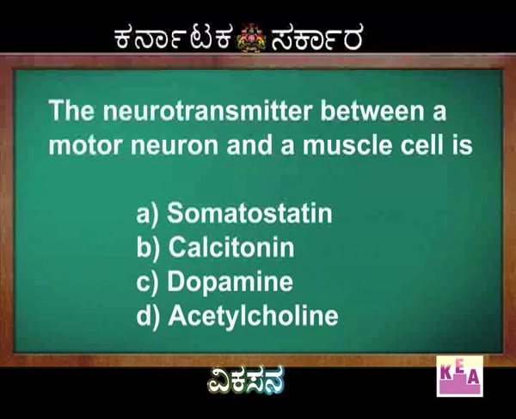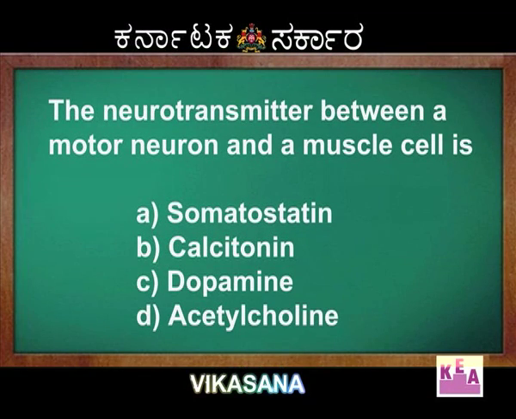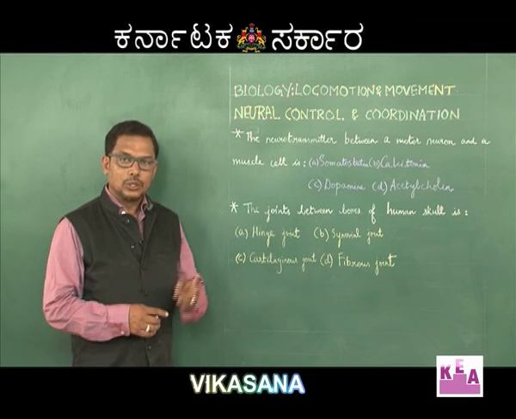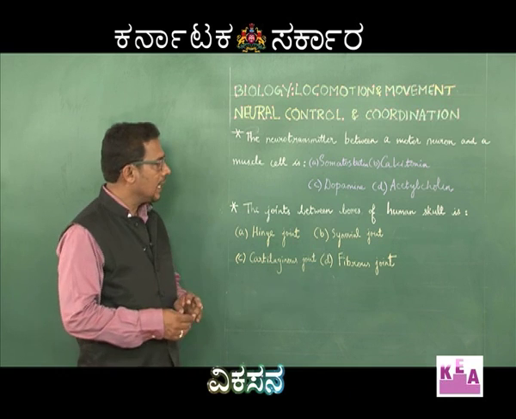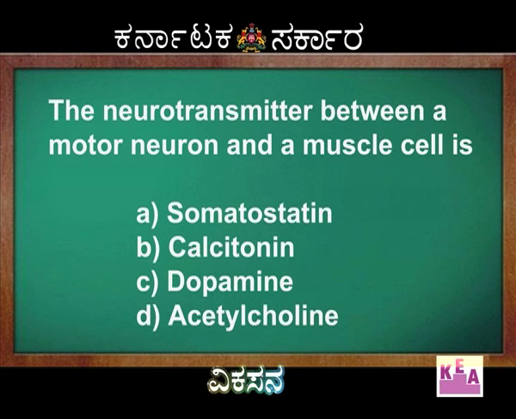Dopamine is a neurotransmitter, but it is not between the motor neuron and muscles, it is between two neurons, whereas acetylcholine is the neurotransmitter between motor neuron and muscle cell. So, the answer is option D, acetylcholine.